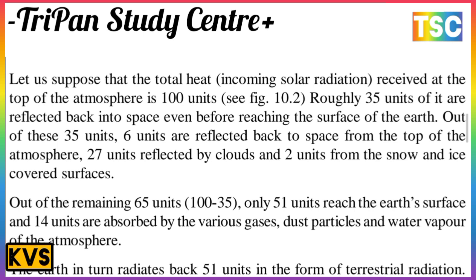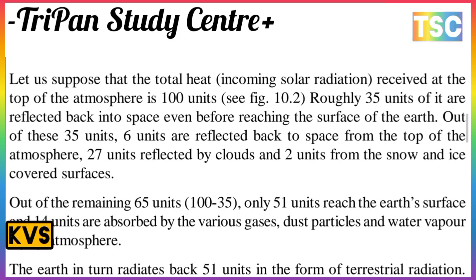Let us suppose that the total incoming solar radiation received at the top of the atmosphere is 100 units. Roughly 35 units of it are reflected back into space even before reaching the surface of the earth. Out of this 35 units, 6 units are reflected back to space from the top of the atmosphere, 27 units by clouds and 2 units from snow and ice covered surfaces.